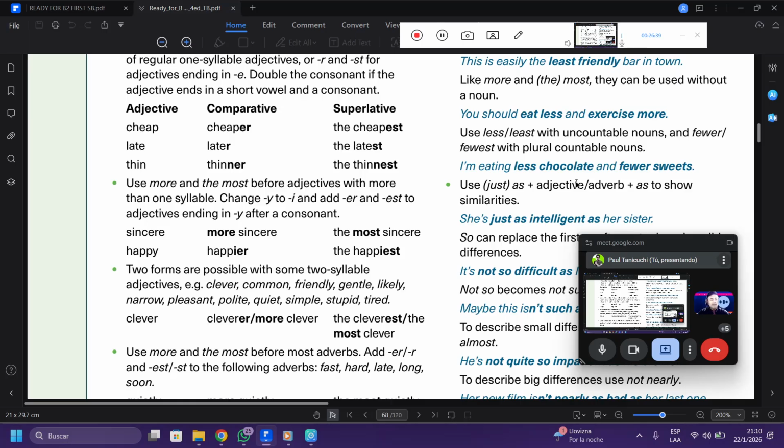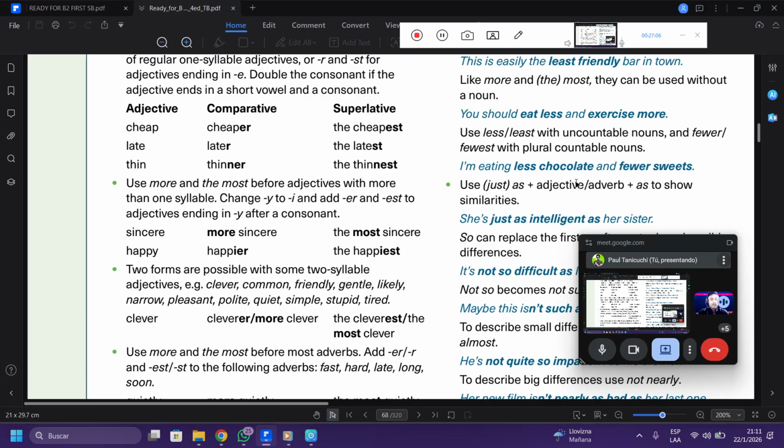Remember that we use less with uncountable nouns. For instance, you can say, I am eating less, maybe rice, and fewer fruits. Like that. Fewer water? No, less water, because less is with uncountable nouns and fewer with countable nouns. Okay? So don't forget. Who else wants to try it?